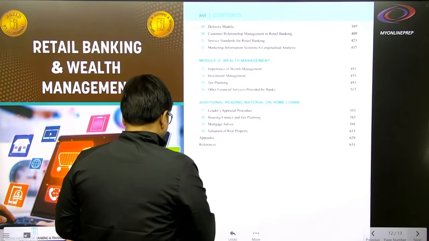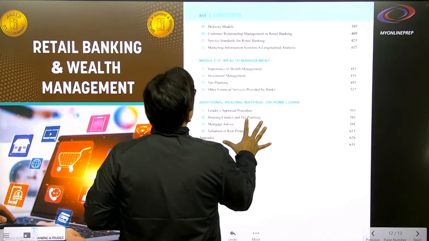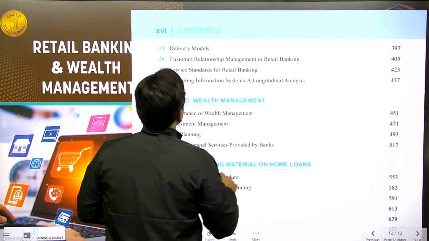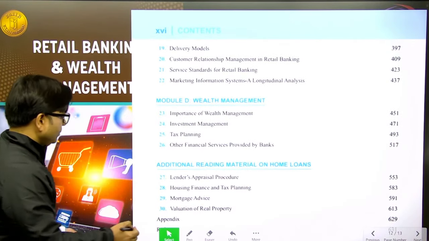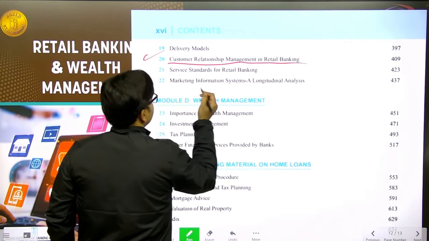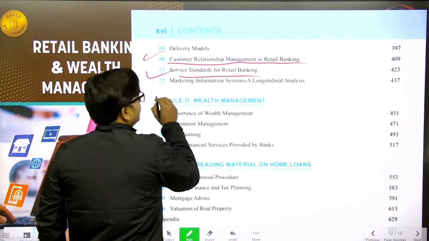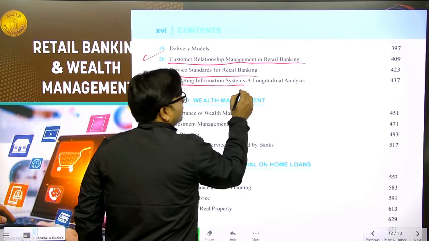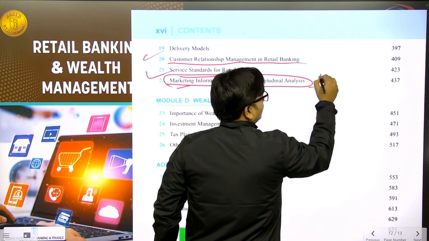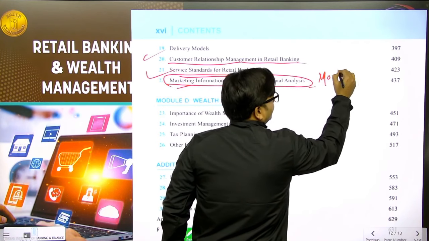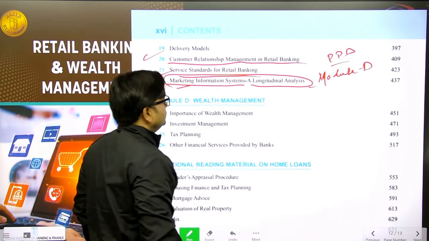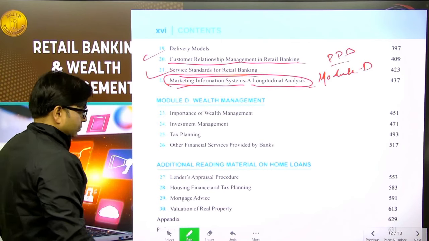So look at the next topic in Module C, delivery models. If you remember, customer relationship management was there in retail banking, service standard for retail banking was there, marketing information system, and longitudinal analysis. I think this is one of the topics from Module D of PPB, right?